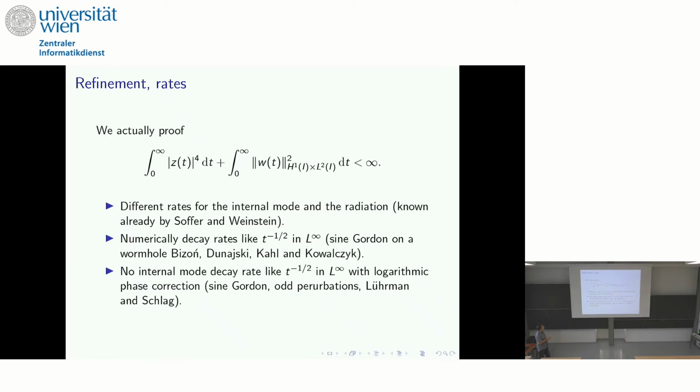Okay, and then numerically, we computed for a different model, sine-Gordon on a wormhole, with Piotr and Dunajski, the rates of decay for the analogous problem, and the rate of decay is t to the minus 1/2. So this is kind of consistent with the z to power 4, okay? And if there is no internal mode, then the decay is like t to the minus 1/2 in L infinity with a logarithmic phase correction. And this is done by Lührmann and Schlag, for instance, in the case of the sine-Gordon equation and with odd perturbations.